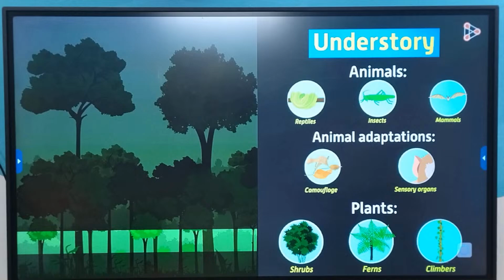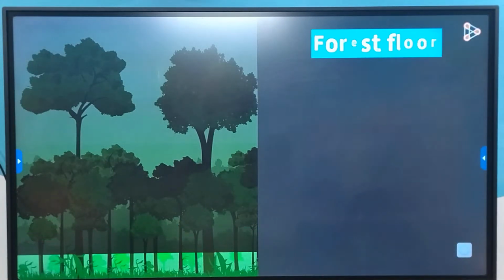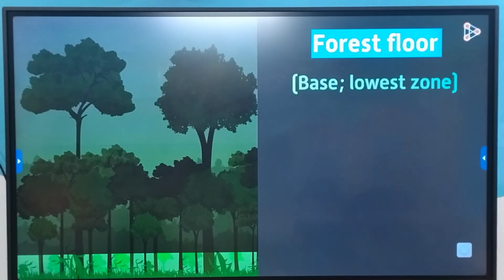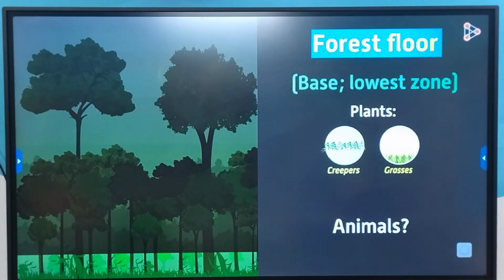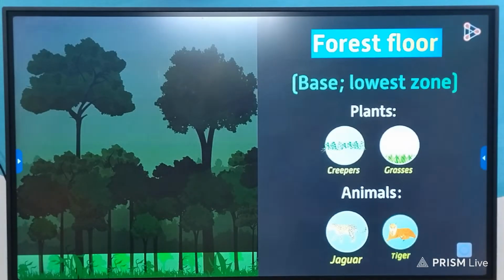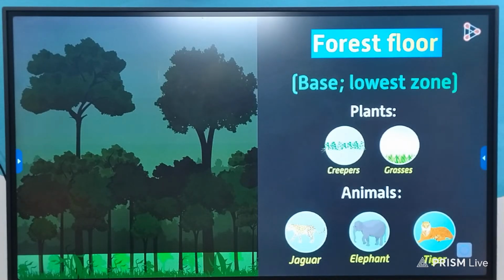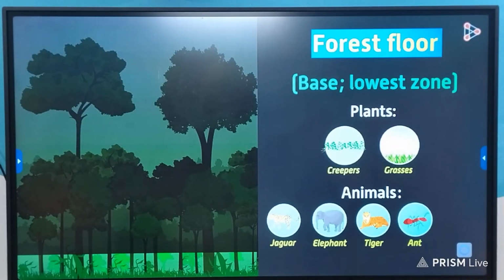in this region. The last zone we need to know about is the forest floor. As the name suggests, this layer is the base, or simply put, the lowest zone of all. What do you think will be the life forms found in this region? Plants like creepers and grasses are abundantly found forming lush green carpets on the forest floor. What about animals? All the terrestrial animals occupy this zone in the forest. From big cats like jaguars and tigers to huge animals like elephants, many animals occupy the forest floor. Not only these, but even smaller insects and a few animals like frogs are seen in this layer.